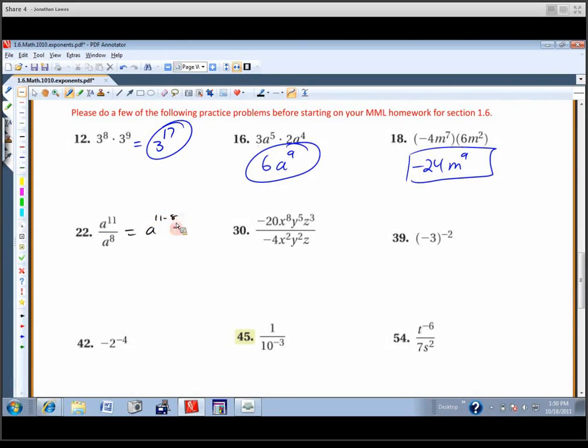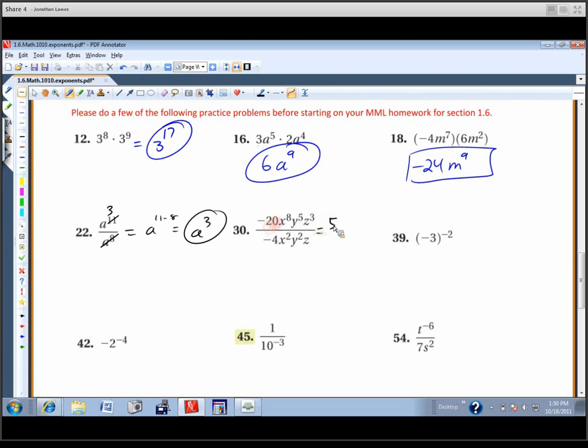When I'm dividing, I subtract the bottom one from the top, so that's going to give me a to the 11 minus 8, so that's going to be a to the third. What I like to do with these is I like to say, look, there are 11 on the top and 8 on the bottom. I'm going to cancel these 8 with 8 of those, and that'll leave 3 there. Okay, I just find that a little bit easier than doing the subtraction, and I think it makes more sense.